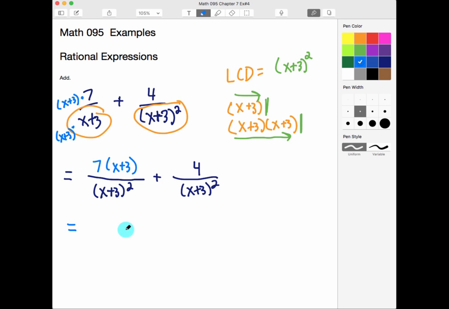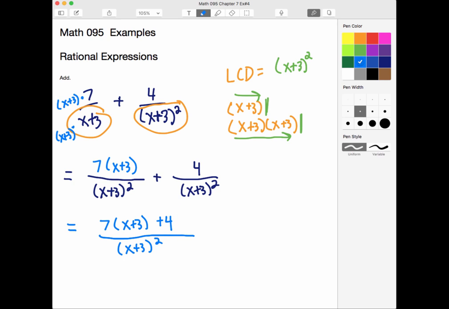All right, so I found the least common denominator and decided what it needed to be. The second fraction needed no changes. The first fraction needed to have an x plus 3 multiplied to the numerator and denominator. And now I have two fractions with similar denominators. At this point, I can now combine all of my terms into one fraction. X plus 3 squared is the denominator. And because we have addition, we can just write all of our terms in a row onto our numerator. 7 times the quantity x plus 3, and then add 4.